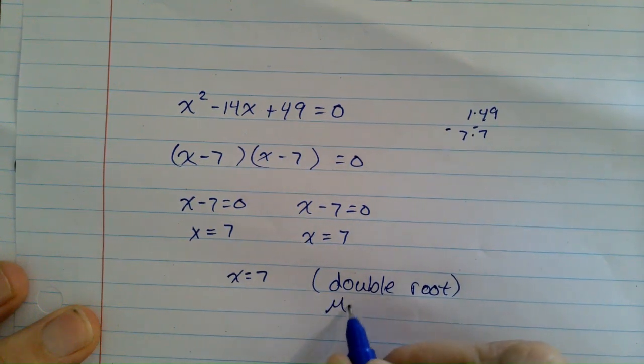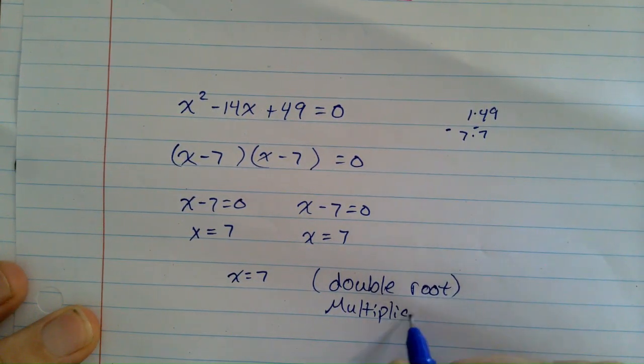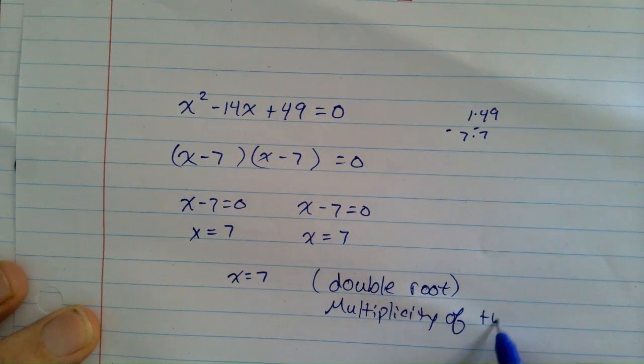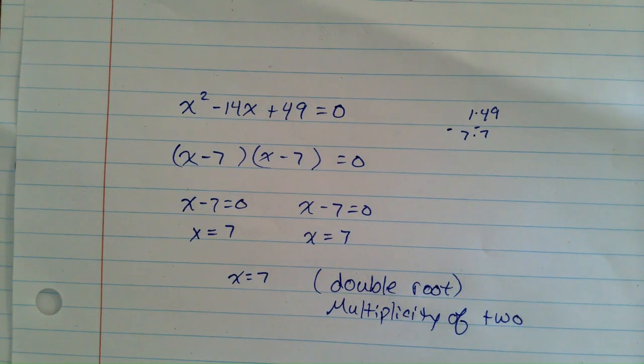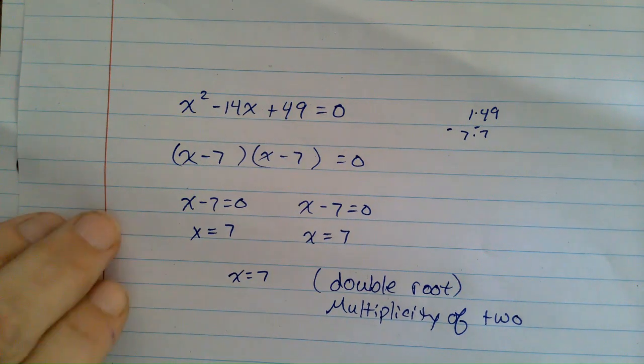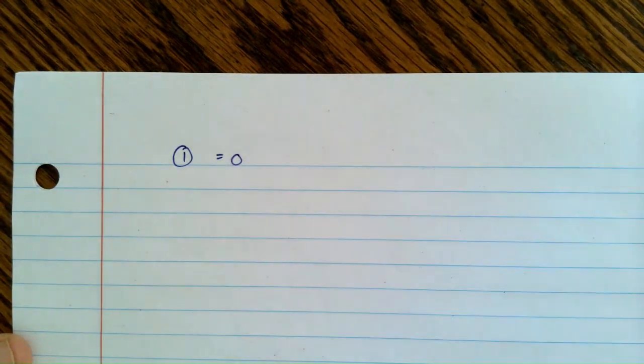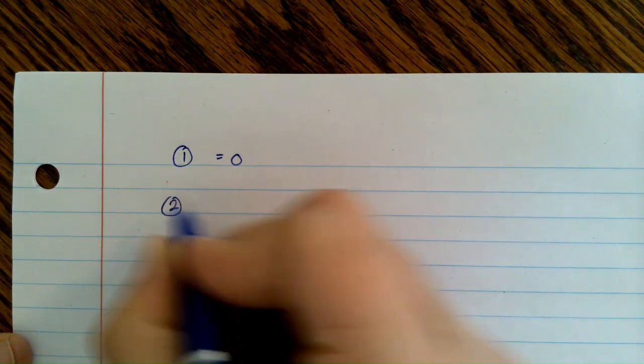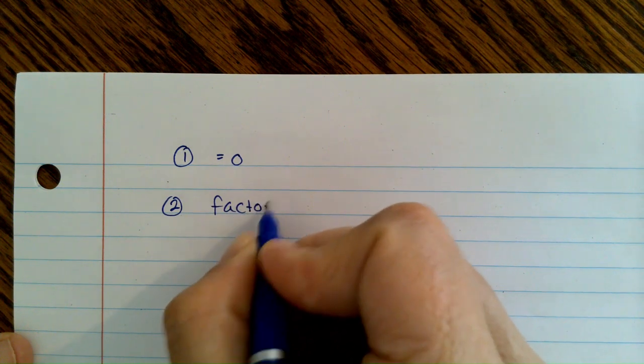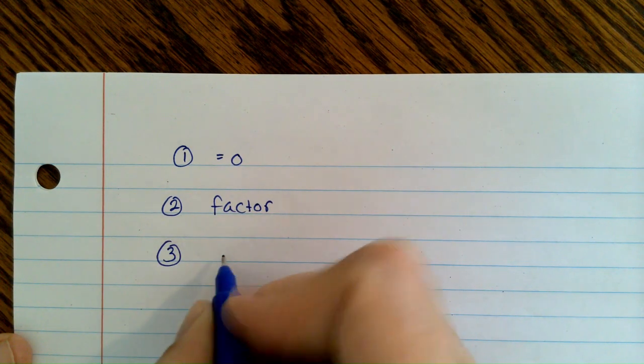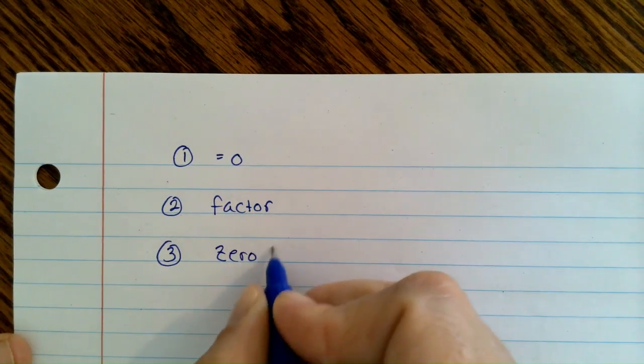Some books use the word multiplicity. That just means used twice. So as you solve by factoring, step 1, you want to make the equation equal 0. Step 2, you want to factor. Step 3, you want to apply the zero product property.